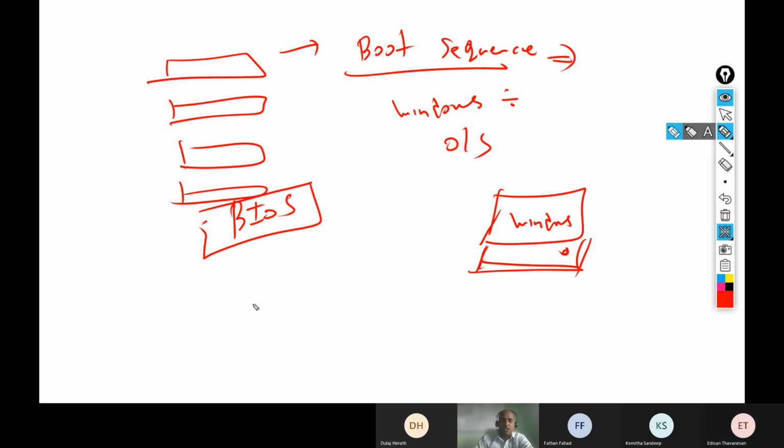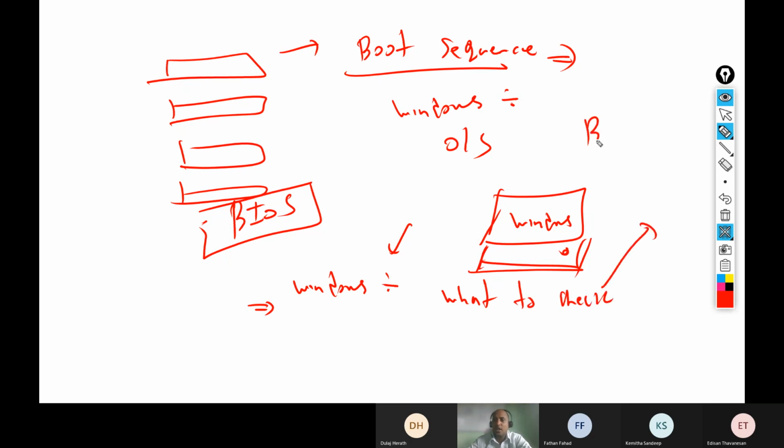Boot sequence means when the machine is switched on, the computer says, okay, what to test first? What to check first? Check means where your boot file is. We call it the boot loader. The boot loader is the particular file where the operating system starts to turn on.